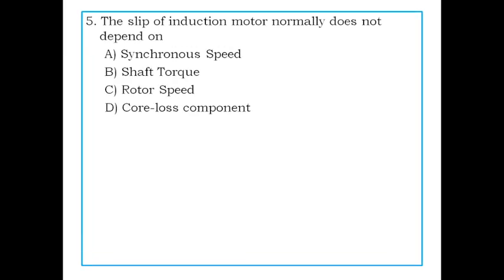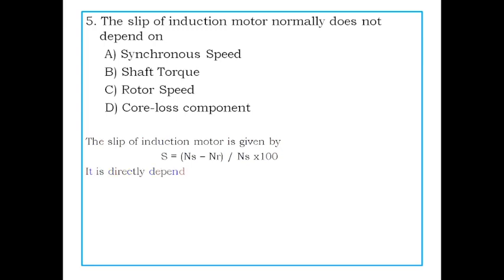Now the fifth question is related to the induction motor again. The slip of an induction motor normally does not depend on dash. So the slip is not dependent on which parameter, that is the point here. For that, let us look at the relation for the slip. Slip can be given as (ns minus nr) by ns into 100, where nr is the rotor speed. So by this we can directly say that the slip depends on the synchronous speed and rotor speed. So option A and option C can be ignored. Synchronous speed and rotor speed are dependent, meaning slip is dependent on those two.